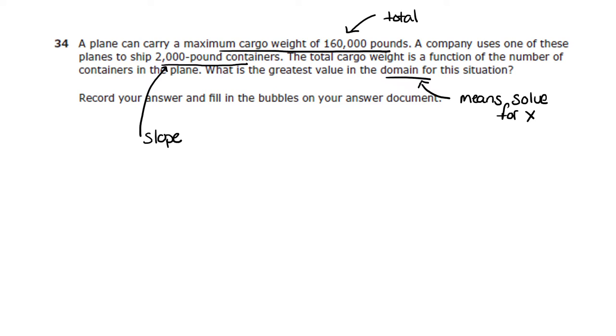And then they want to know domain. So that means we're solving for x, because domain always means x. So if you were to write an equation, you don't even have to write an equation for this problem. But if you were to write an equation, it would look like this. It would be 160,000 equals 2,000x. Okay, that's it for my hints for this question. Hopefully you know what to do.